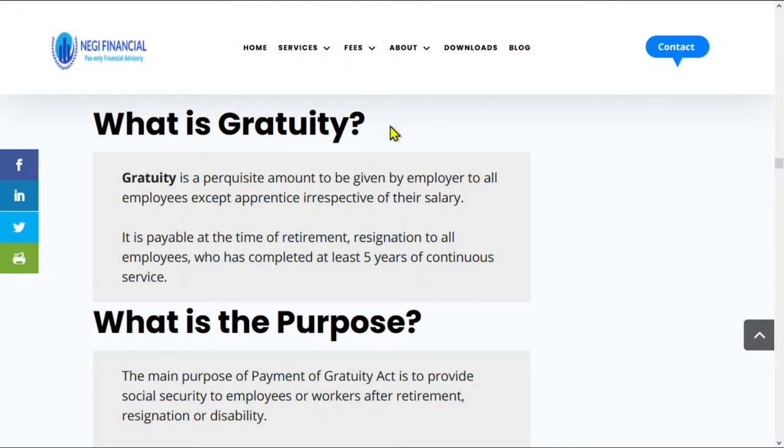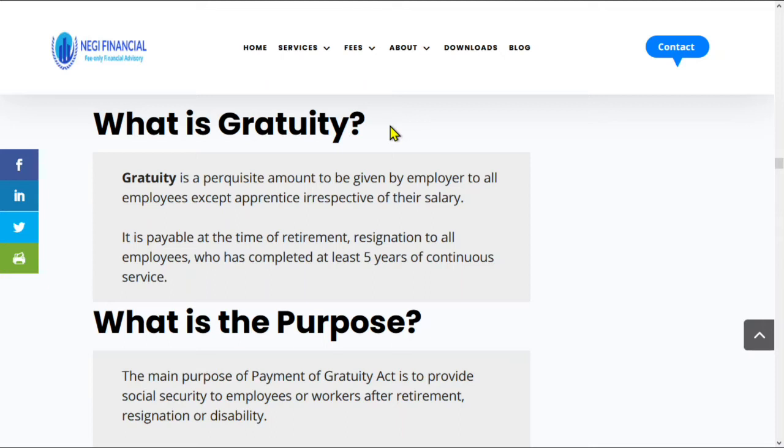It is a perquisite amount to be given by employers to all employees except apprentices, irrespective of their salaries. Gratuity is payable at the time of retirement, resignation, or for someone who has completed 5 years of continuous service.